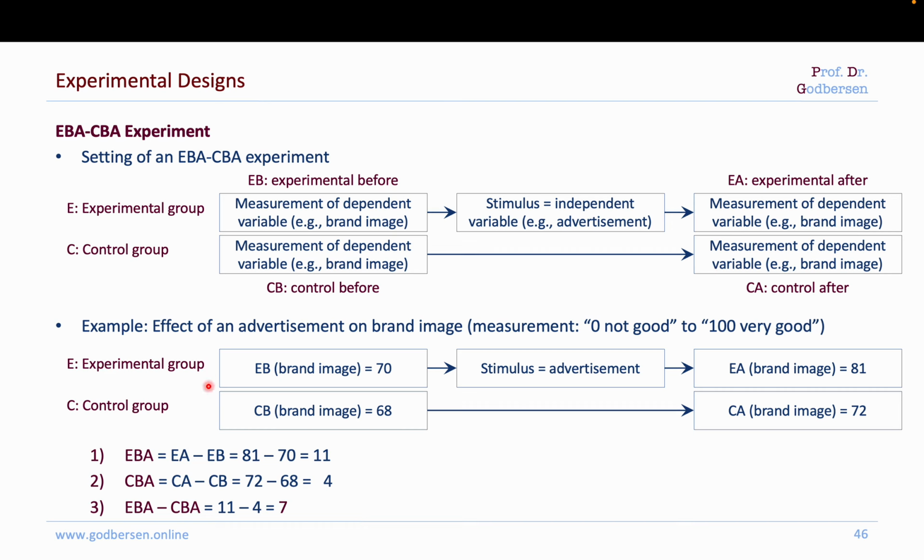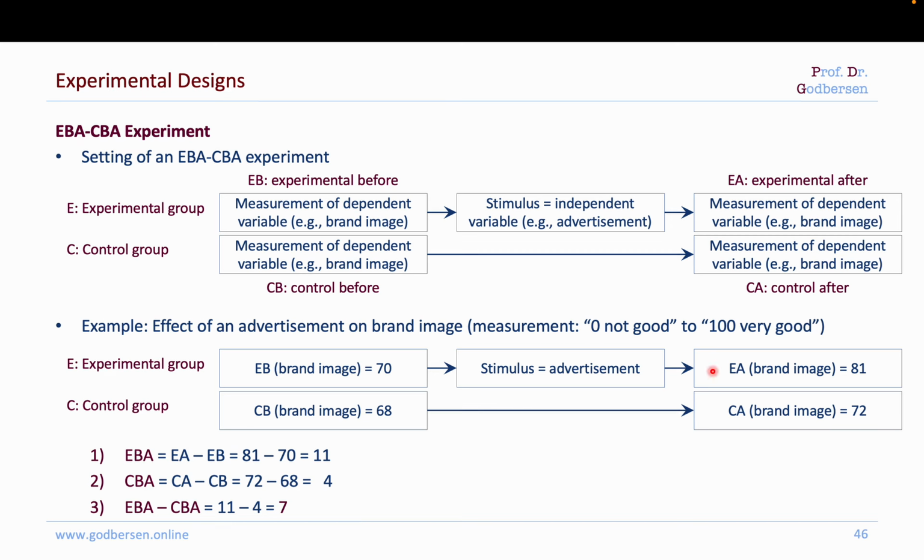Let me give you real numbers. I just made up numbers. Let me explain this by numbers. Assuming we have measured the brand image on a scale from 0, not good, to 100, very good. Now we measure with the experimental group a brand image, a score of 70 before we give the stimulus. The control group, we measure a brand image of 68. And stimulus for the experimental group, no stimulus, no advertisement for the control group.